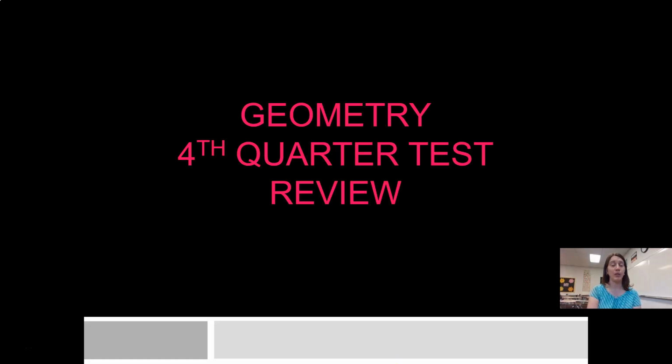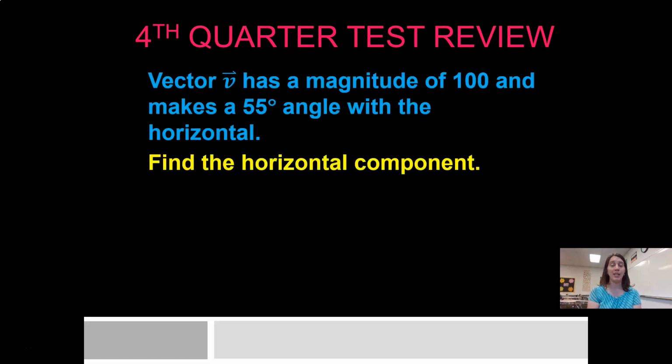We're picking up today at question 24, and this is where we talked about our vectors and how to correctly decompose a vector. The same information is used on questions 24 and 25. You can read there, it says vector v has a magnitude, that was its length, of 100, and it makes a 55-degree angle with the horizontal. The first thing we're answering on question 24 says to find the horizontal component.